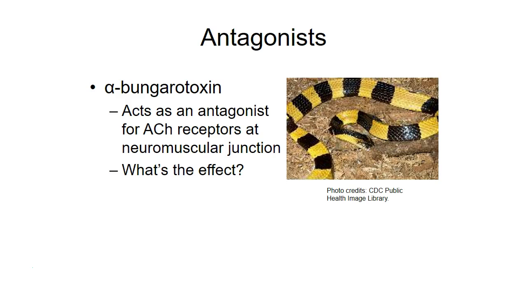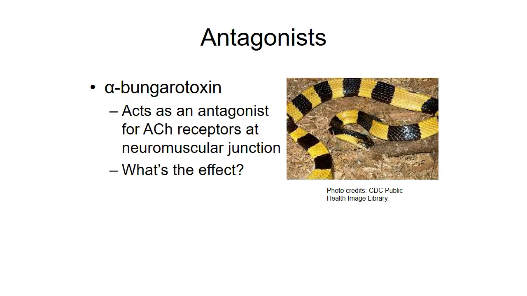Okay, so those were some reuptake inhibitors. So, antagonists, one is called alpha bungarotoxin, acts as an antagonist for the acetylcholine receptors at the neuromuscular junction. So what's the effect going to be? So if it's acting as an antagonist to the acetylcholine receptor, what effect is that going to have on skeletal muscle? So here in flaccid, not going to be able to contract. So that's basically the definition of flaccid paralysis.